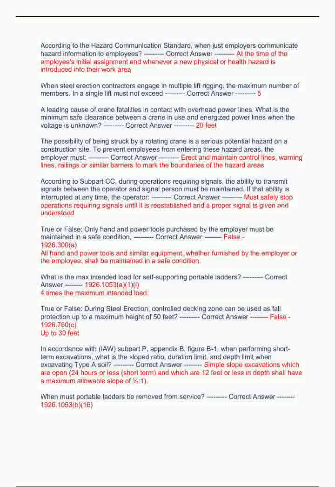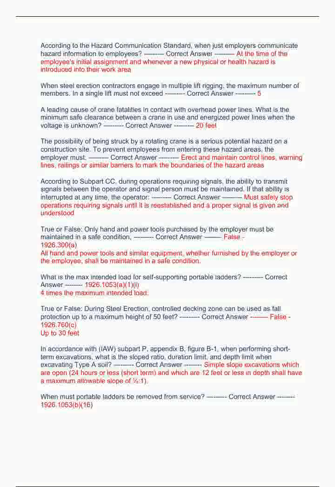True or false? During steel erection, a controlled decking zone can be used as fall protection up to a maximum height of 50 feet? Correct answer, false. 1926.760(c): up to 30 feet.